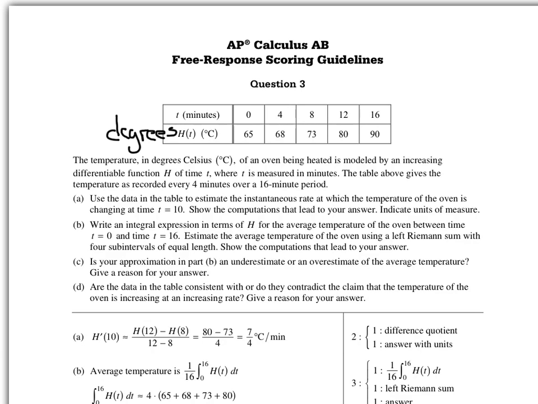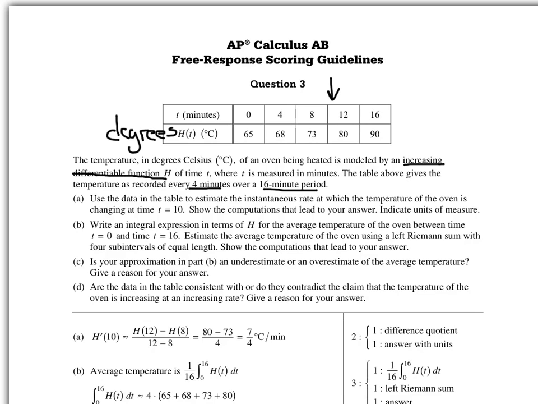The temperature in degrees Celsius of an oven being heated is an increasing differentiable function. Okay, so that means it's continuous also, where t is measured in minutes. Data is given every 4 minutes over a 16-minute interval. Okay, part A. In the data, estimate the instantaneous rate at time t equals 10. So we're going to estimate the rate of change here.